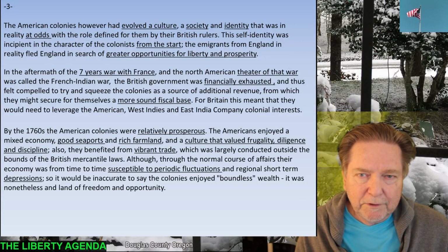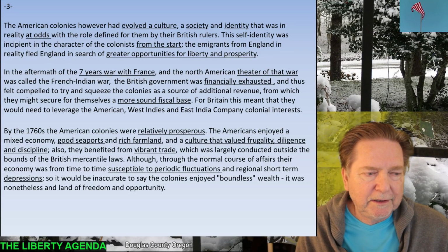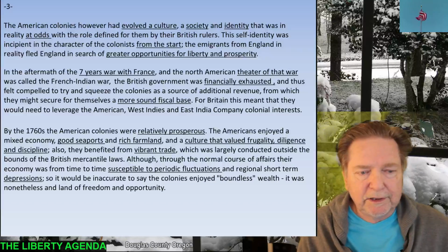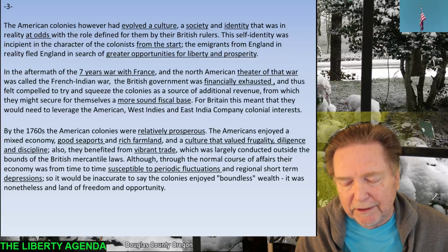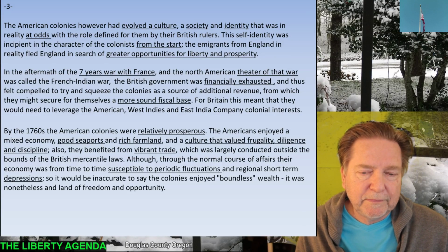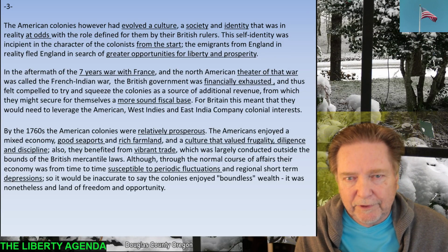So even though they were prosperous and there was much future growth anticipated and hope for the future, it would be inaccurate to call the colonies having boundless wealth at that time. They had to work very hard to have what they had, and yet it was a land of freedom and opportunity.